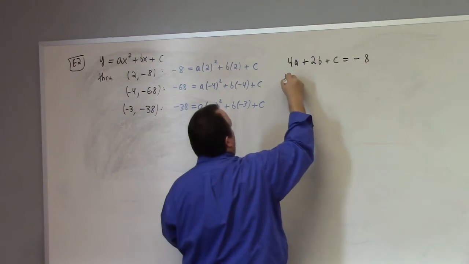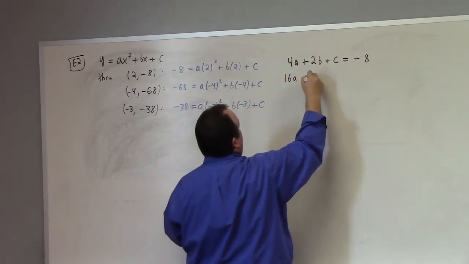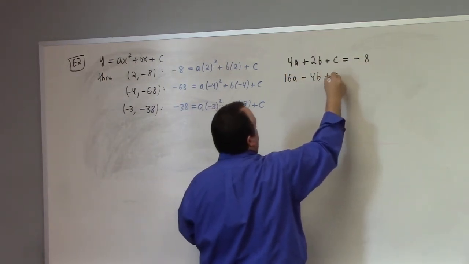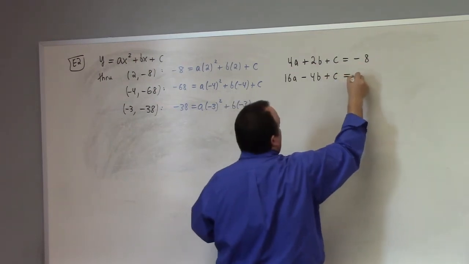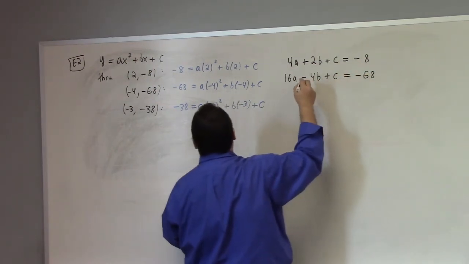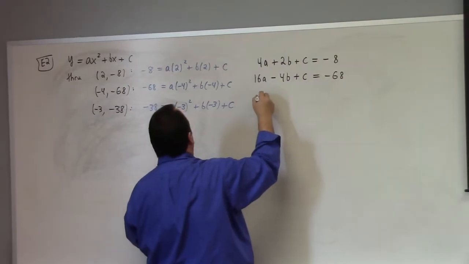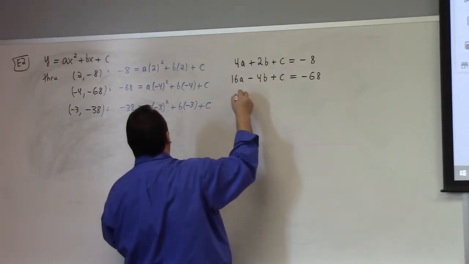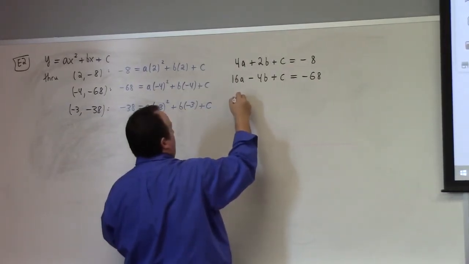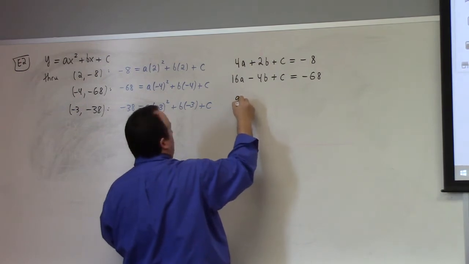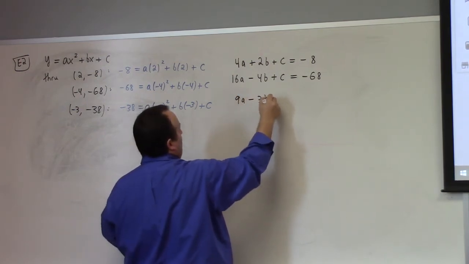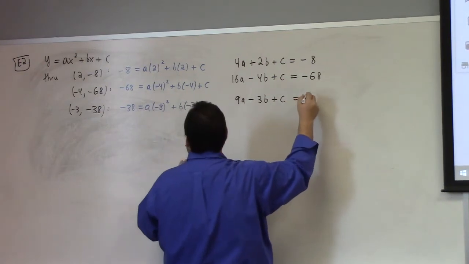and 16a minus 4b. Did I copy something down wrong? Oh, okay. I forgot you don't have to square the a. Oh, yeah, right. It's just the number. You square the number, not the a. Exactly. Let's see here. So that's 9a minus 3b plus c equals minus 38.